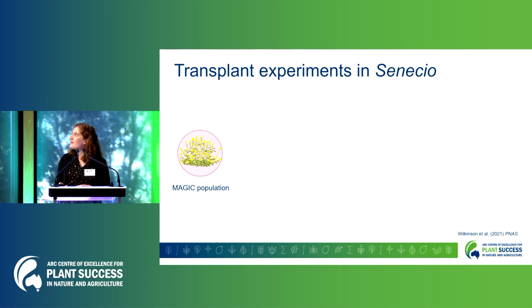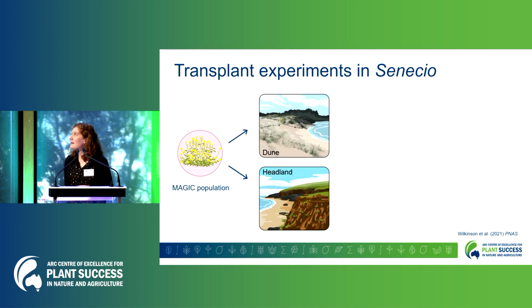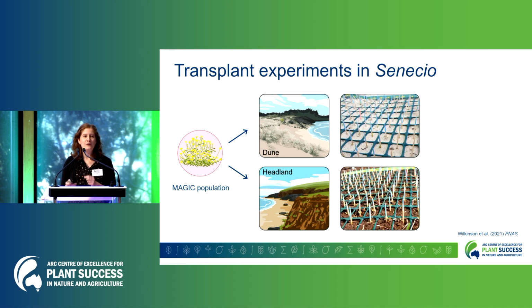So what we've done is we've taken our magic population that's all deconstructed and shuffled up, and we've planted it back into the field, into those original contrasting dune and headland environments. And this allows us to see how natural selection favors and reconstructs those favorable trait and gene combinations in each environment. So to do this, we glue seeds onto toothpicks and we plant them in many of these replicate grids across both of the environments. And this allows us to track the identity, growth, and survival of each seedling.